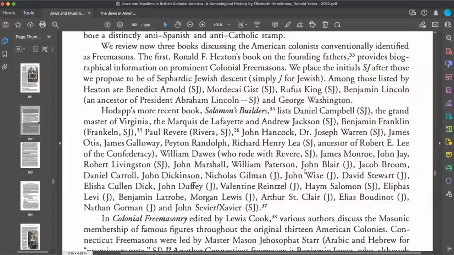And George Washington. Hodup's more recent book, Solomon's Builders, lists Daniel Campbell. I remember Campbell, the family. These were black Europeans, Sephardic Jew, it says here, the Grand Master of Virginia, the Marquis de Lafayette, and Andrew Jackson, Sephardic Jew, Marquis de Lafayette, Benjamin Franklin, or Franklin, Sephardic Jew, Paul Revere, Rivera, Sephardic Jew.